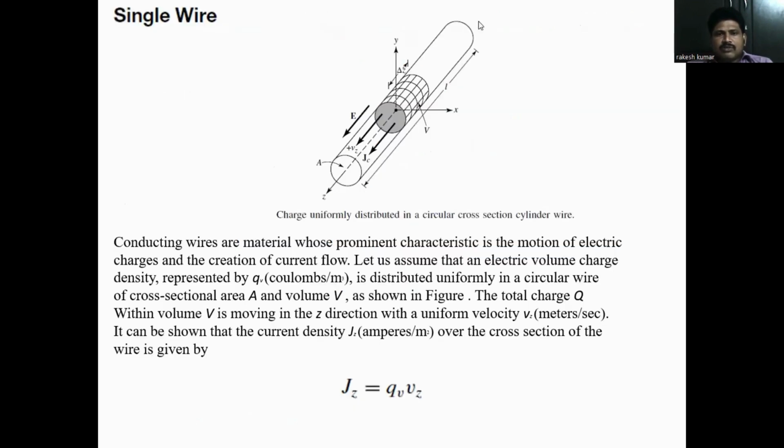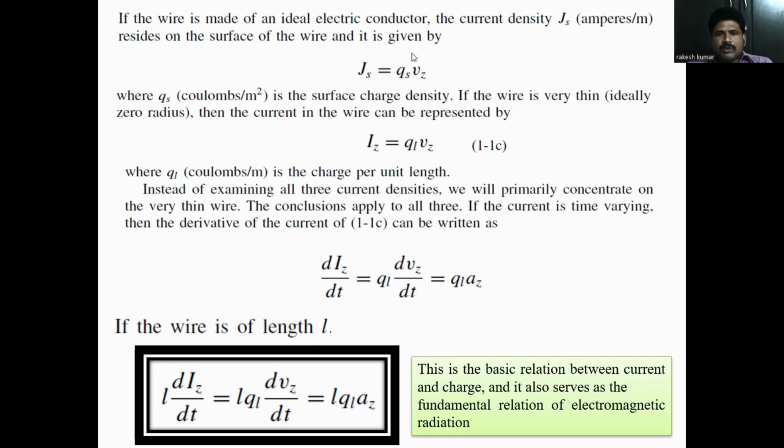Initially we assumed the volume charge. Later we assumed that it is a perfect conductor. Then the equation came like this. If we assume that the wire is very, very thin, then the current becomes Iz equals Ql into Vz. What is Ql? Ql is coulombs per meter, that is, charge per unit length. So totally we have got three equations.